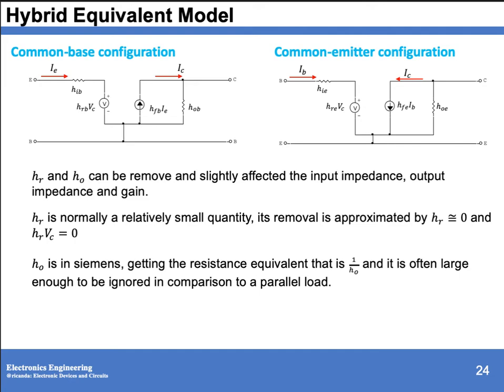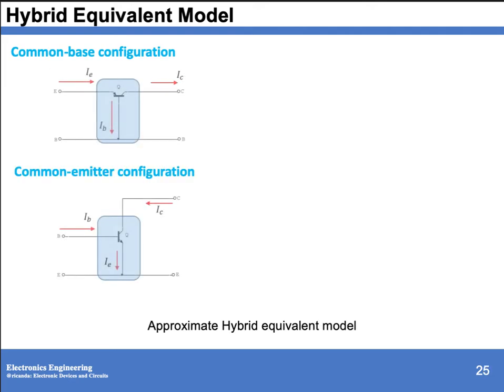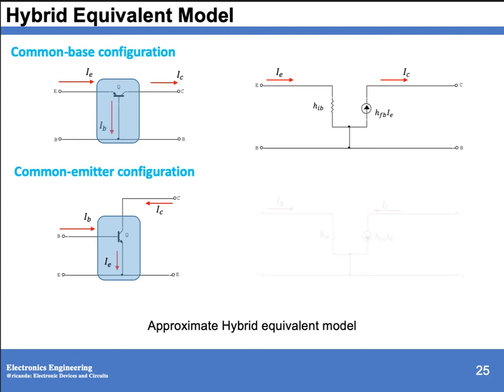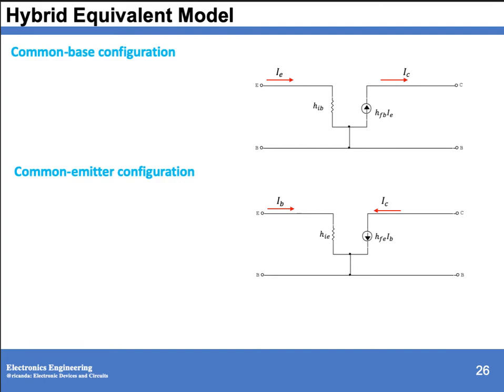And it is often large enough to be ignored in comparison to a parallel load. If we have a load which is only in kilo ohms, and this HO or 1 over HO is usually in mega ohms, so if we take the parallel of the two resistances, mega ohms with kilo ohms, the kilo ohms will prevail. So we can also remove HO in your circuit. So we have this one without HO and HR for a common base and for a common emitter. This is what you call your approximate hybrid equivalent model.